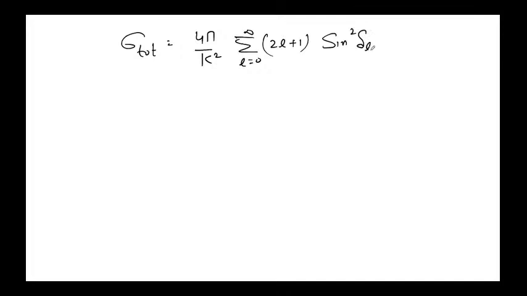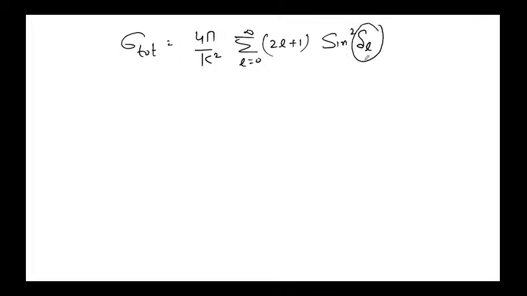So this becomes 4 pi over k square summation of (2L plus 1) into sine square sigma L, where sigma L is the change in phase shift. So for calculating these cross sections, what is important is to know about the change in phase shift of the scattered wave.